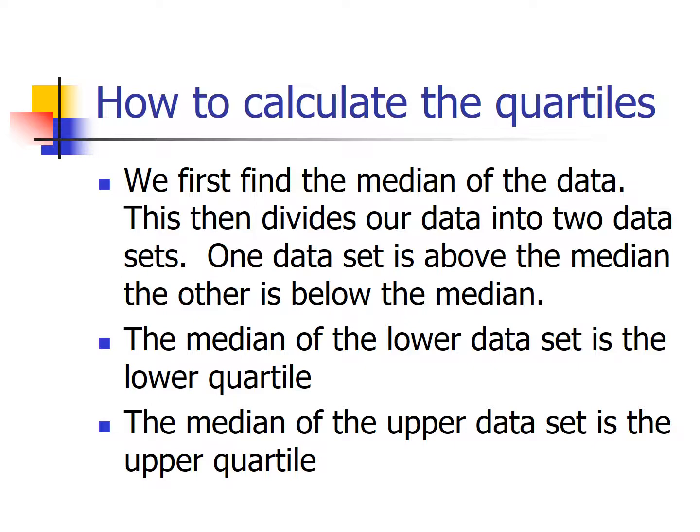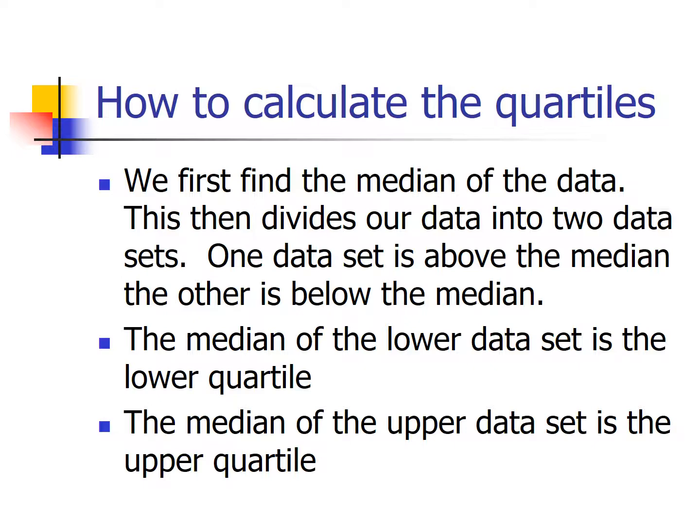The first thing we do is we find the median of the dataset. Remember, the median of the dataset is that middlemost number. It's the 50th percentile. It breaks our dataset in half. We now have a lower dataset, and we now have an upper dataset.